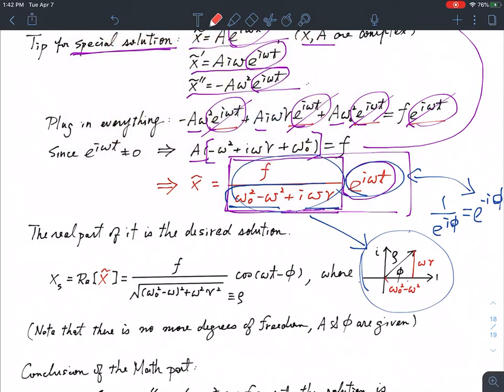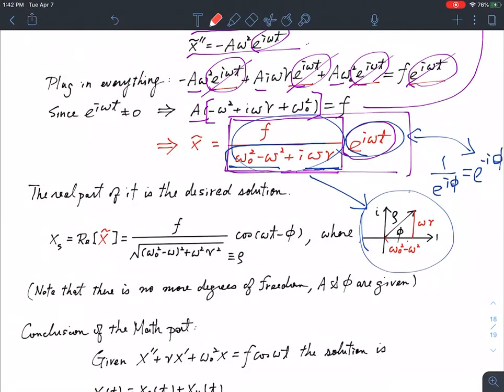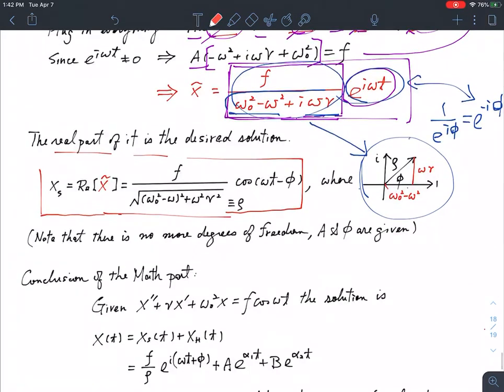All right. So that's a solution. That's a special solution. Also notice that both the amplitude of oscillation and φ are given. Indeed, there are no more degrees of freedom. We don't have the choice. Amplitude and phase are both fully determined by the equation.